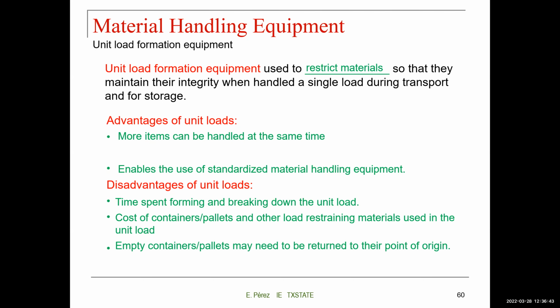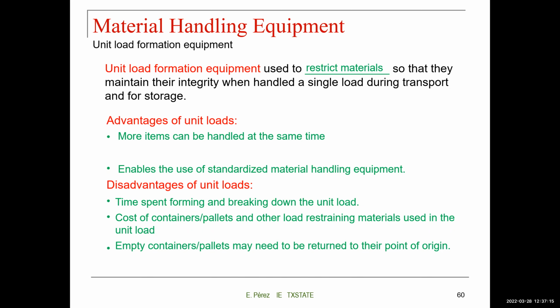So if you're measuring the cycle time of each item, that first box that is put into the pallet is going to spend a long time before it's moved to the next operation. So you also have to spend a long time putting it together and breaking it down. There's a cost associated with the materials, containers, pallets and other load restricting materials used for those purposes. So you have an extra cost.